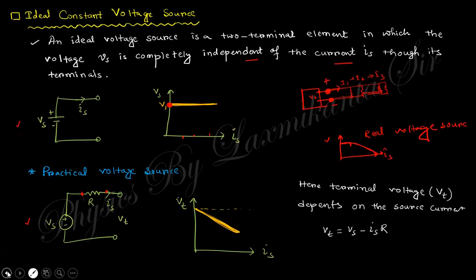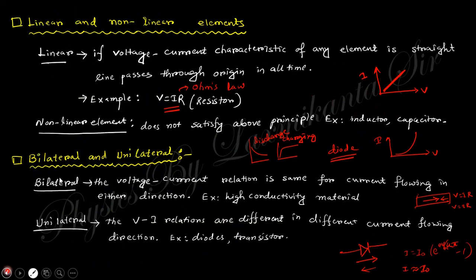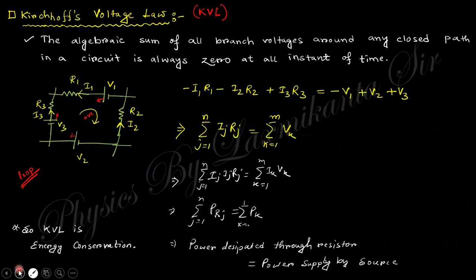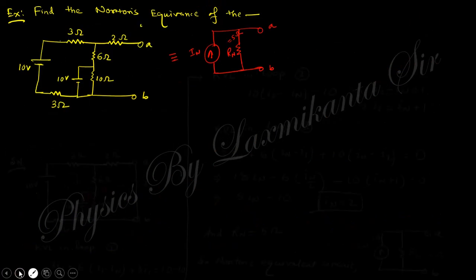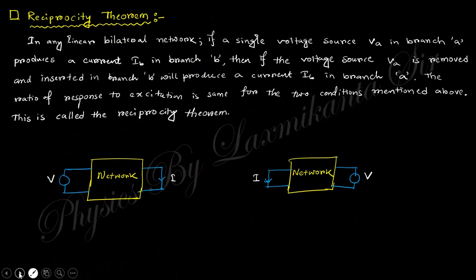In a bilateral circuit, the behavior is the same in all directions, but in a unilateral circuit it is different in different directions. So this is called a bilateral circuit network.